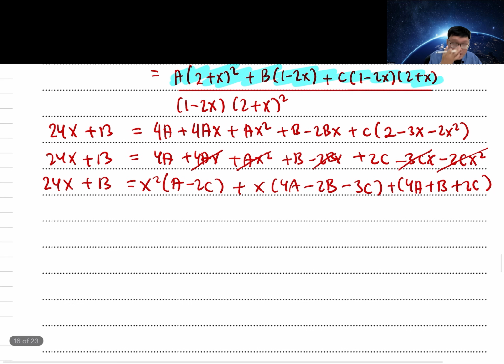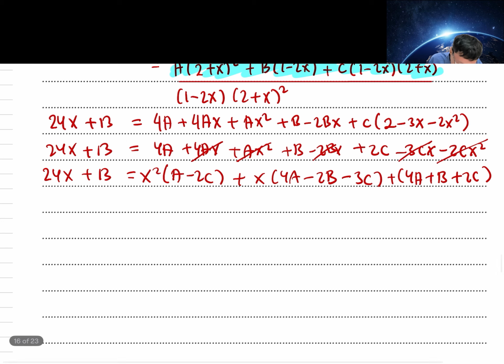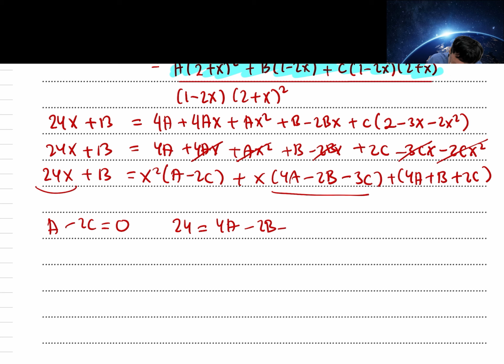Now, let's compare. The right side we have x squared, but the left side we don't have x squared. So that means it should be 0. So a minus 2c equals to 0. And the second one, we have 24x. The 24 equals to the x on the right side. We have 4a minus 2b minus 3c. And the constant we have 13 equals to 4a plus b plus 2c.